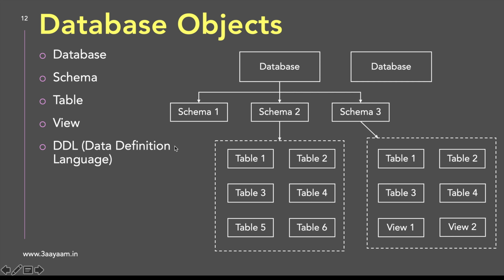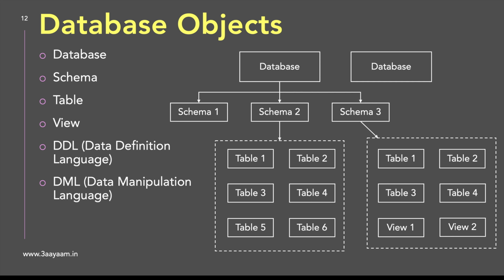How do you create these database objects? We use something called data definition language or DDL. So using DDL, we create these objects. For example, we create databases, we create schemas, we create tables and views. We can also modify the databases, schemas and tables and views. The creation, modification and deletion of these database objects are done using data definition language or DDL, which is also one form of SQL statement.